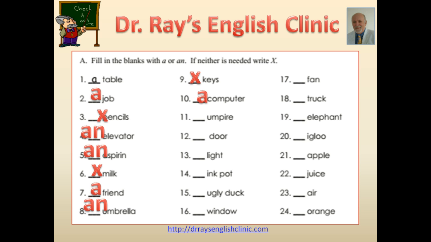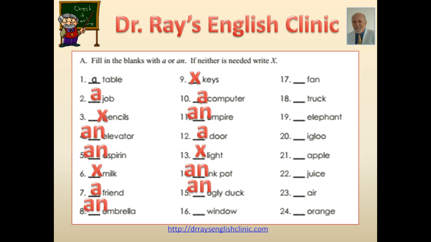Umpire is like a referee. Starts with a vowel sound, umpire. So it's only one of, so it's an umpire. Door. We're probably talking about one door, so it's a door. Light. Now we might be talking about light coming from the sun. We can't count it. If it was just one light in our living room, we might say a light. Inkpot. Be careful with this one because the adjective ink describes pot and ink starts with I. So therefore, it's an inkpot.